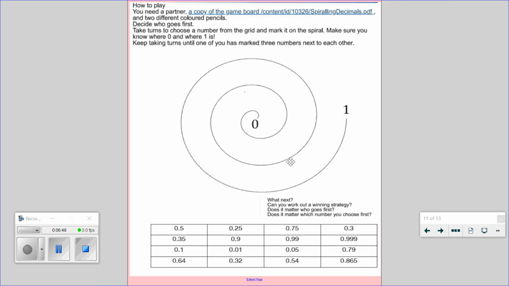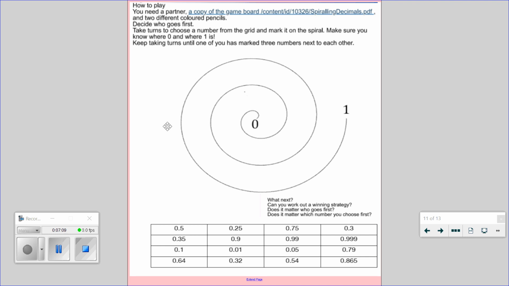So last of all, I found quite a challenging maths game for you. This looks at decimals, which we've been doing quite recently, and also position. So this is how you play it. You need a partner and a copy of the game board. We will be putting this on the website, and 2 different coloured pencils.